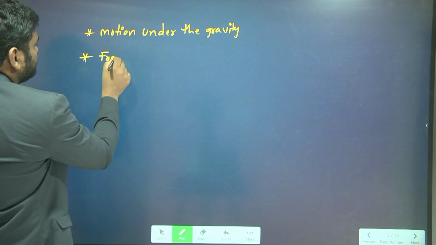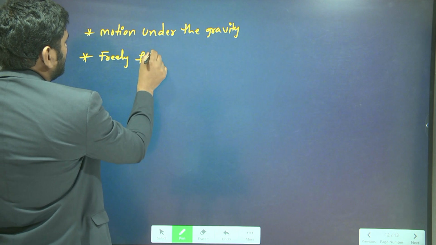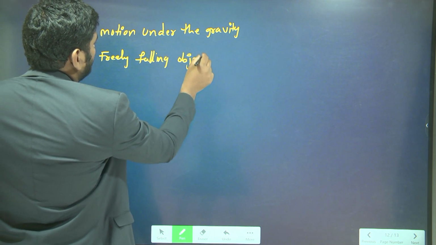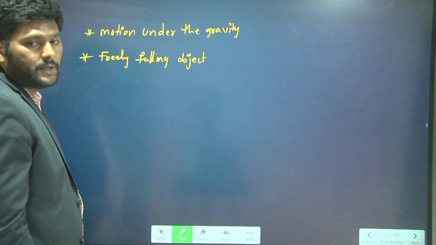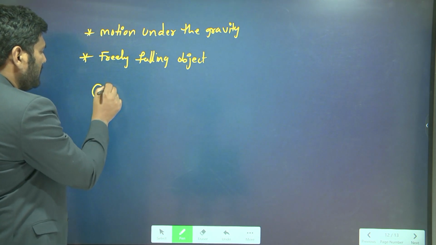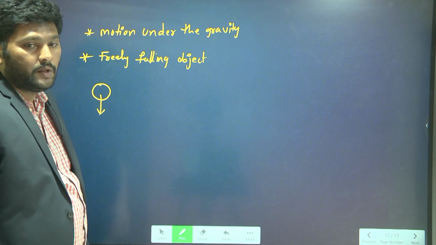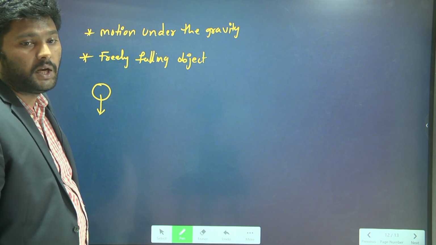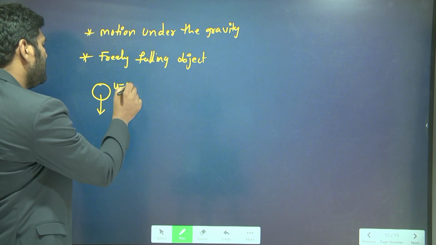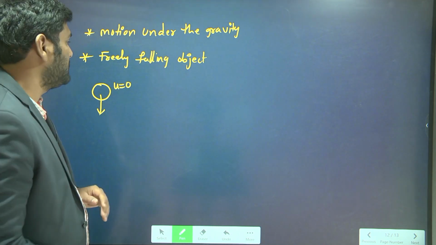Freely falling object. What is this freely falling object? Let me take an object falling freely under the influence of the gravity. When an object is falling freely under the influence of the gravity, its initial velocity is 0.